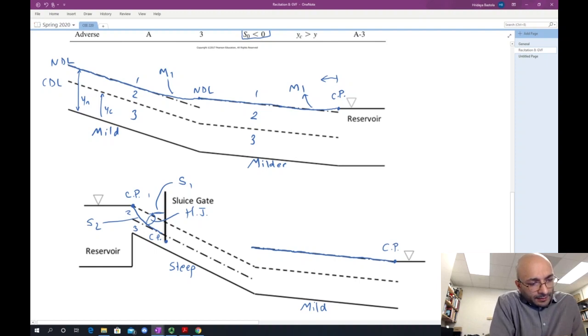On the location where the sluice gate is, the water is forced to the control point, and the water will then get to the normal depth at a small angle. It will look something like this. And this is going to be your S3 curve.